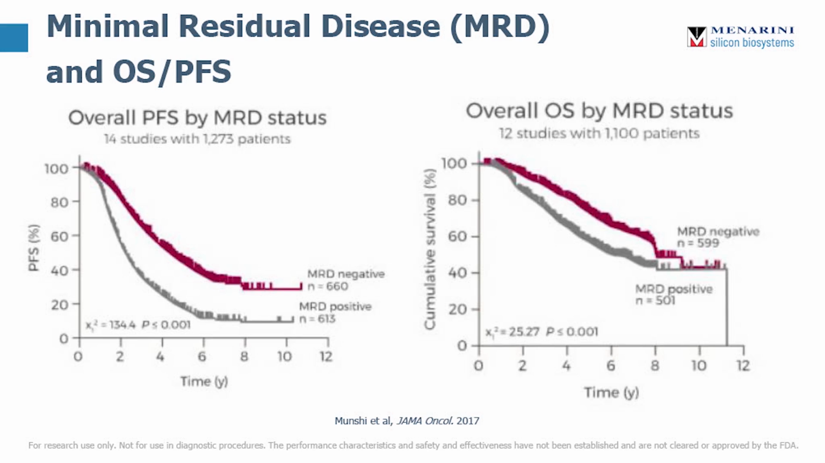And what we can see on the graph on the left, we have time on our x-axis and progression-free survival on our y-axis, is that those patients which are below that cutoff have an improved progression-free survival. The same is true when looking at overall survival. Similar graph, time on the x-axis, cumulative survival in percentage on the y-axis, that MRD negative patients have an improved overall survival compared to those that have MRD or plasma cells above that cutoff.